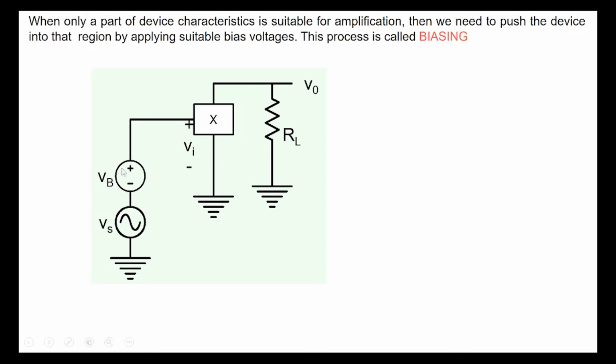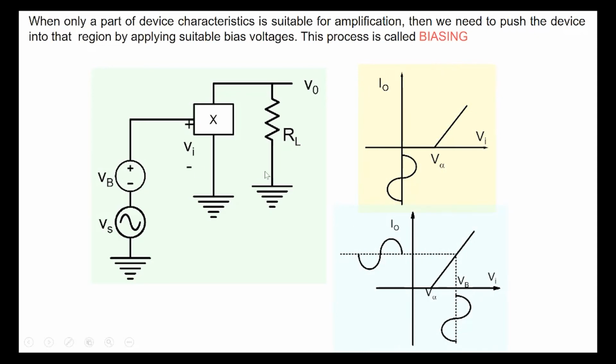So what is the goal of biasing? Non-ideal transistors have a region in their operational characteristics where they are suitable for amplification, and therefore the purpose of the biasing voltage is to push the transistor into that particular region here. Okay, so that's what we are doing. The transistor is capable of amplification here. This is where the output current responds to Vi. Therefore we apply a bias voltage Vb to push our transistor into this particular region here, and then we apply the signal.